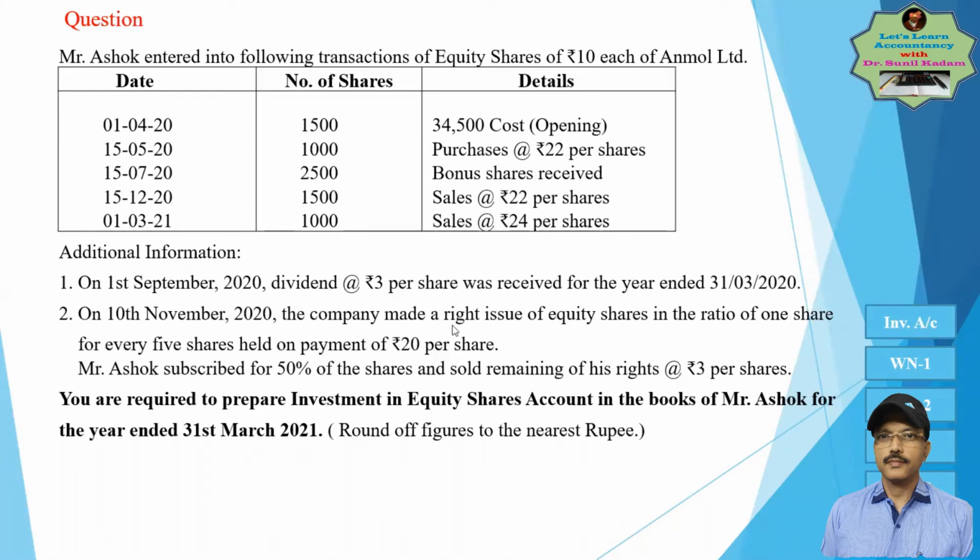But let me tell you, friends, the earlier sums 1 and 2 that were solved were a kind of investment where the return was fixed. It was a debenture having a fixed interest rate. But this is the kind of investment where the returns are not fixed. Investment in equity shares gives us returns in the form of dividend, and the dividend is not fixed. It depends upon the profitability of the company.